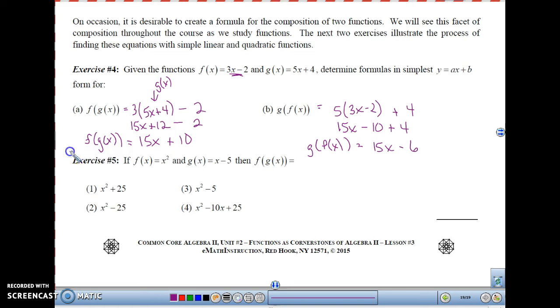Okay, try exercise 5 yourself and see if you can get the answer. And that is the end of the notes for today. We'll finish the other ones in class tomorrow.